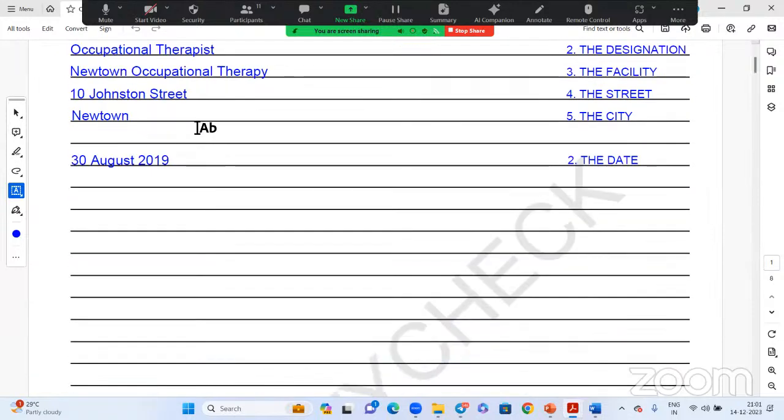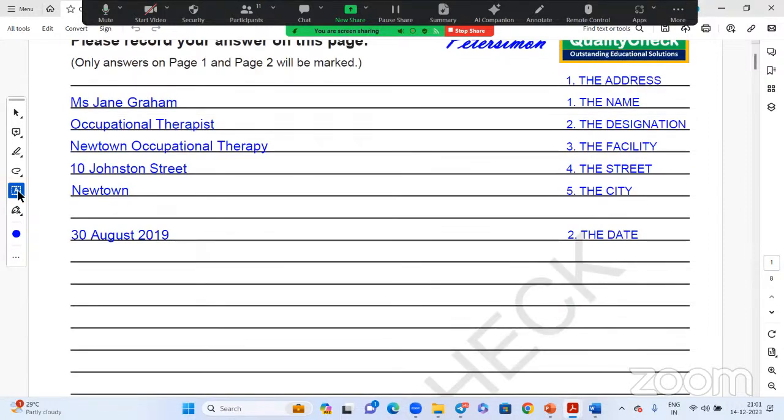Now, leave one line between each component. Do not write here. One line you have to leave. After every component, leave one line. Leave one line here. Fine. That is very, very important.